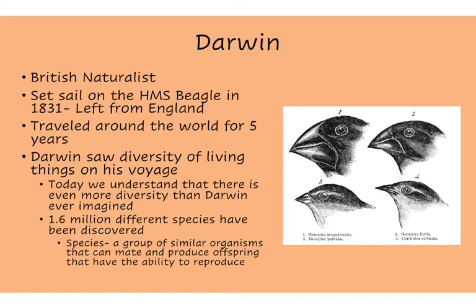Even though Darwin did see diversity, what we understand today is that there is even more diversity than Charles Darwin could have ever possibly imagined. Today we see that there are 1.6 million different species on Earth. 1.6 million species have been discovered. And that's not to say that new species are not being discovered every day.